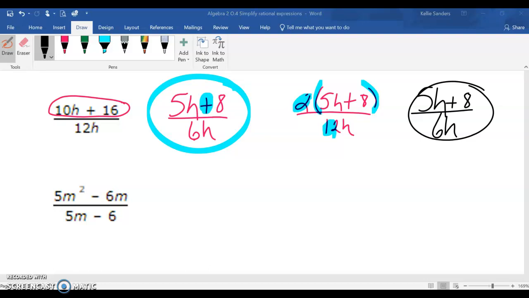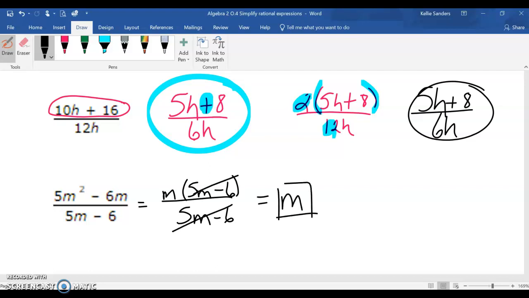Okay, there's not a number that goes into all 4 numbers. There's not an m in everything, so I just have to start by factoring. And on the top, I can factor out an m, and that leaves me with 5m minus 6. I cannot do anything to the bottom, so I'm going to write it down. The 5m minus 6's cancel out, and that leaves me with just m.